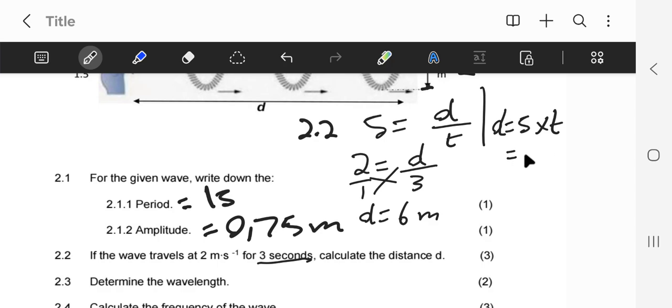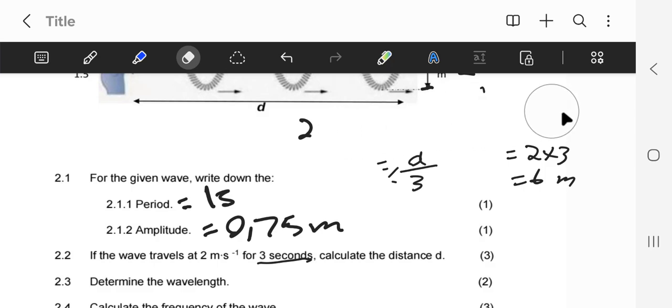If we're using this formula, we would simply say speed multiplied by time, and it also gives us 6 meters. I hope, guys, you see how that one works. This was 2.2. We were determining what? The distance d. Then we move on to the next question. The next question is 2.3.